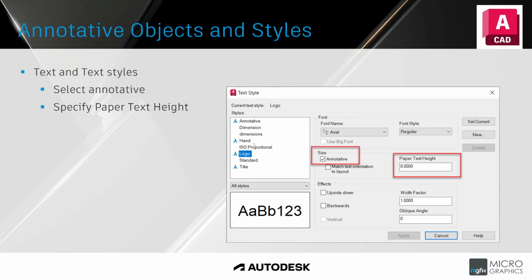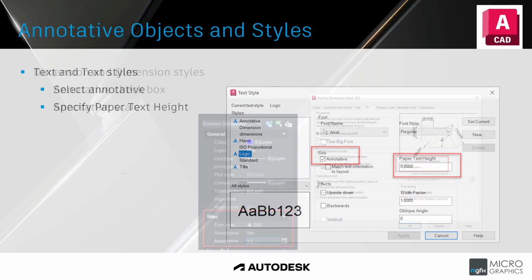Okay. So just running through this, the objects and styles we've got are the text and text styles. And as you see, when you open up your text style, once you've created a new text style, you've got an option for annotative and your paper text height. Now you'll see that if I don't have my annotative on, that paper text height actually says model text height. So that is very, very important to remember.